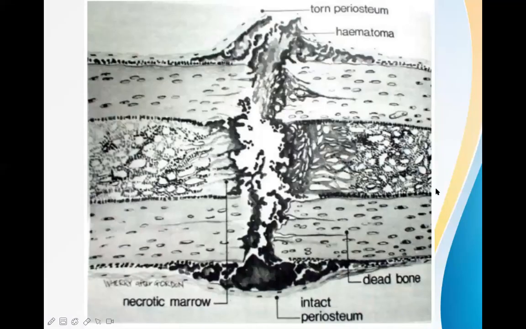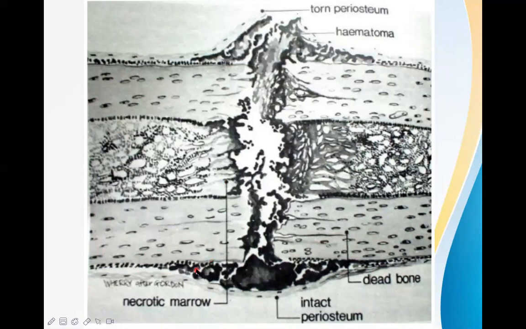Now this is another picture, which is showing the same thing. The periosteum is torn. Let me use the pointer and explain to you. There is a torn periosteum. This is the fracture line. You can see there is a collection of blood. There is a bit of necrotic bone marrow.